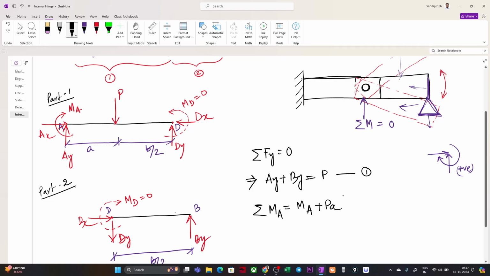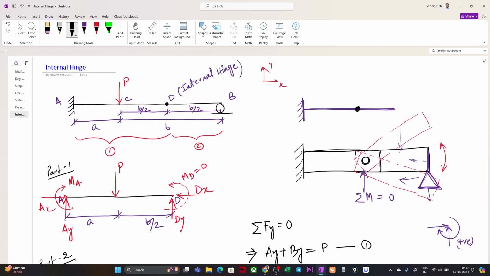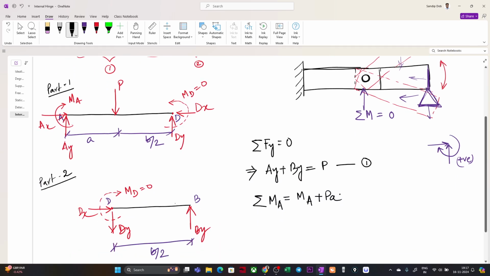Now if you see, the BY reaction at the top will generate a moment here which is anti-clockwise, and it will be BY into (a plus b), right? So minus BY into (a plus b), this is the second equation.